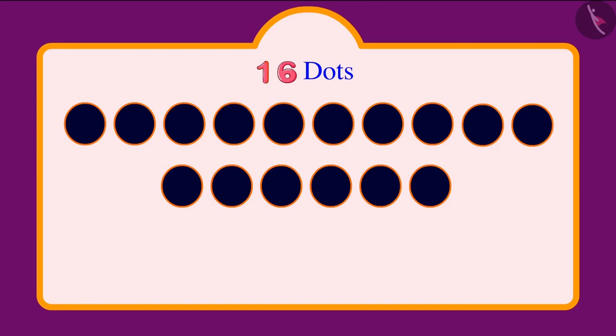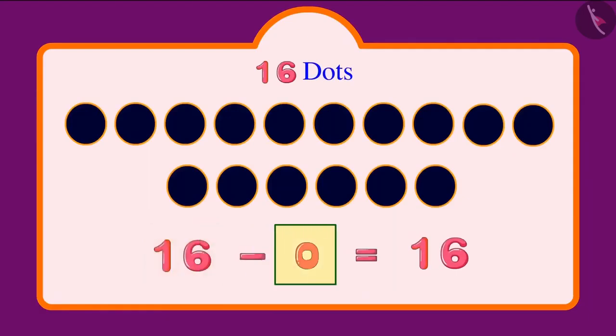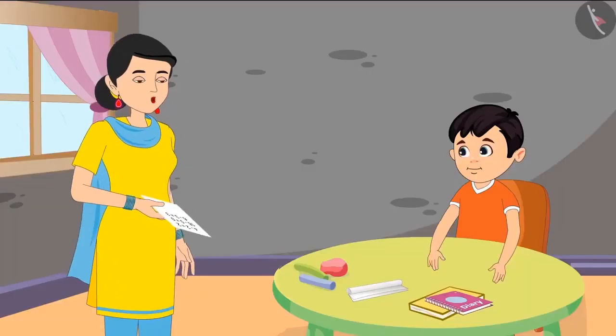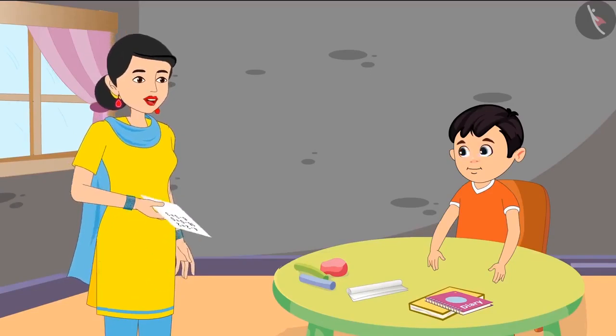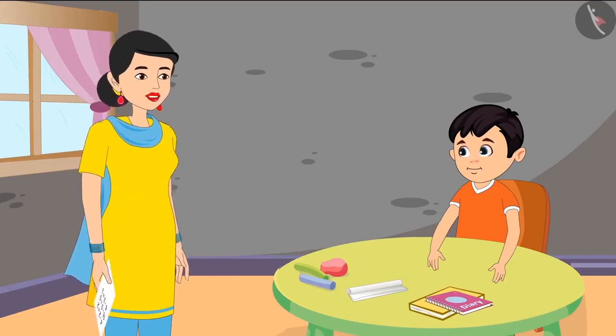Now tell me, what does 0 mean? Not even 1. So, when we did not subtract even 1 of the 16 dots, then how many dots are left with us? 16 dots, Mummy. Yes, Chotu, you are right. 16 dots. So, actually this means, Chotu, if we subtract 0 from any number or if we subtract nothing from that number, then we get the same number.